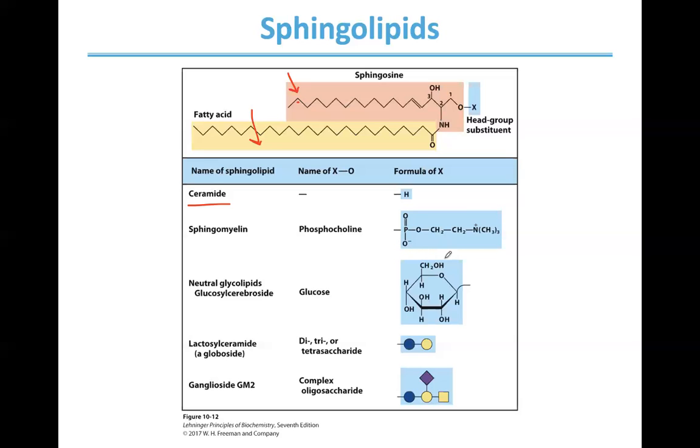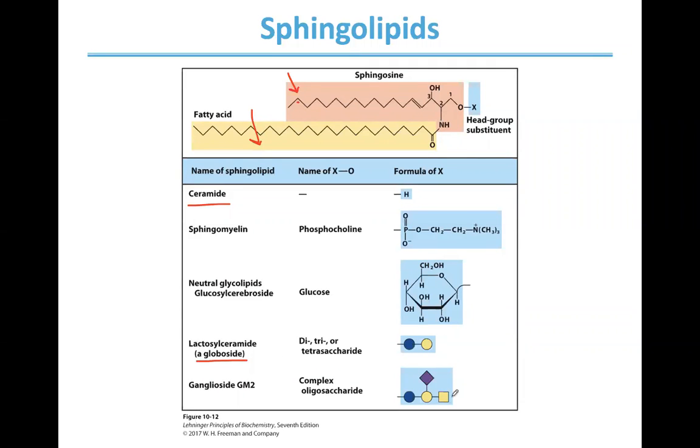Then this can be a sugar, can be glucose. Then this type of sphingolipid will be called glucosyl cerebroside. Cerebroside when you have glucose. Now, if you add a small saccharide, such as a di-, tri-, or tetrasaccharide, not 1, not 5, but 2, 3, or 4, then this one will be known as a globoside.